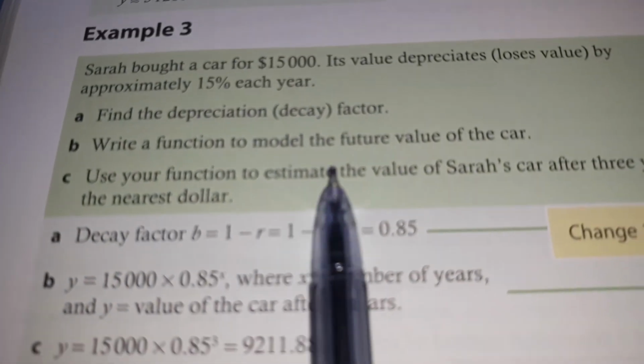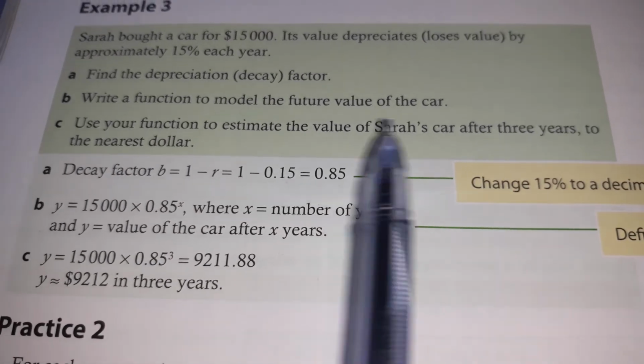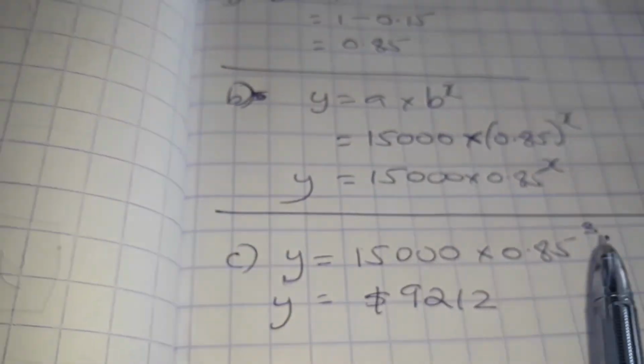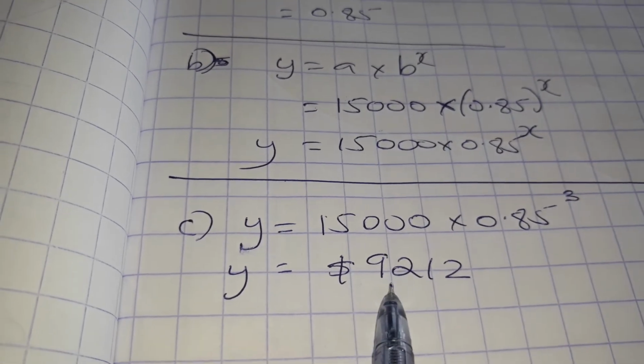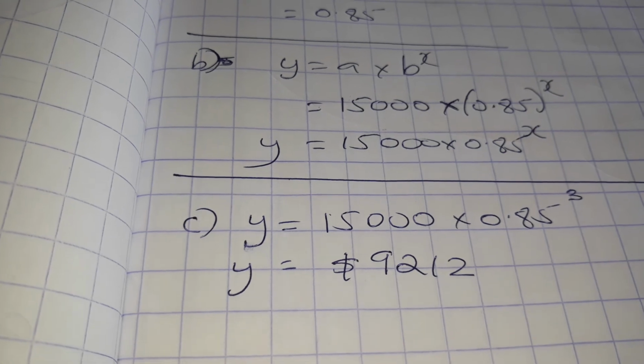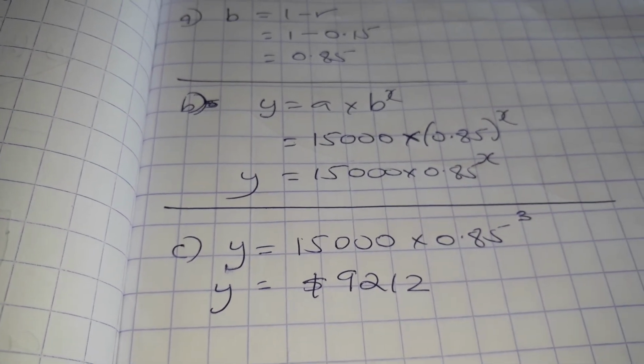Use your function to estimate the value of Sarah's car after 3 years, to the nearest dollar. Okay, so that means my value of X is 3. In place of X, I'll be substituting 3. After 3 years, my value of the car will be 9,212. So that was on exponential function.